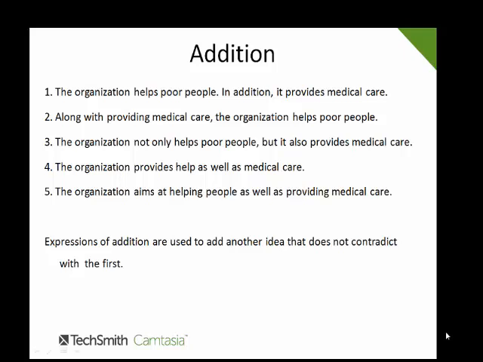The organization helps poor people. In addition, it provides medical care. Along with providing medical care, the organization helps poor people. The organization not only helps poor people, but it also provides medical care. The organization provides help as well as medical care. And the last example says the organization aims at helping people as well as providing medical care.